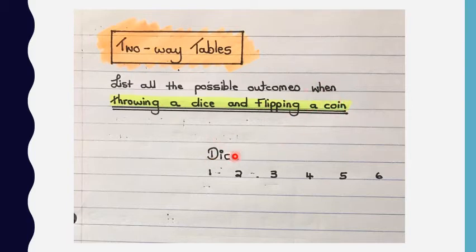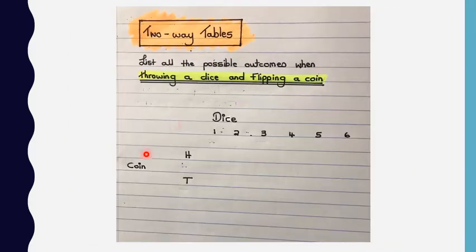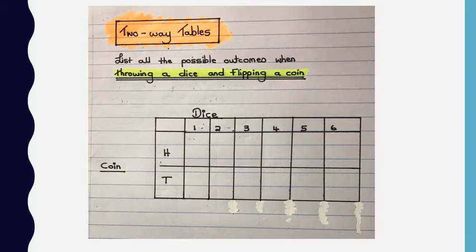There we go. All right, so list all the possible outcomes when throwing a dice and then flipping a coin. Okay, so the dice came first. We're going to write it at the top, dice, and we're going to list all the possible outcomes. Then on the side, you're going to do the coin, and what do you get? A heads and a tail. All right, then you're going to draw the table around there, and you're going to start listing.